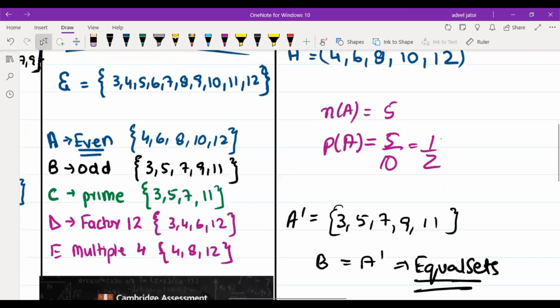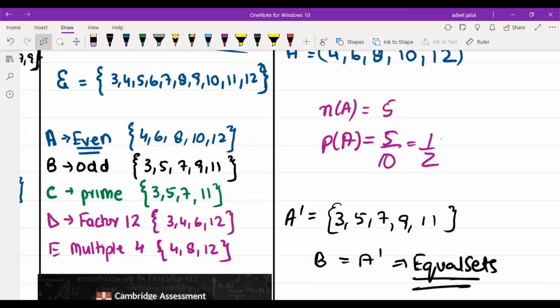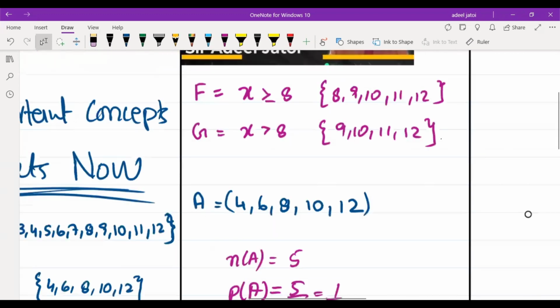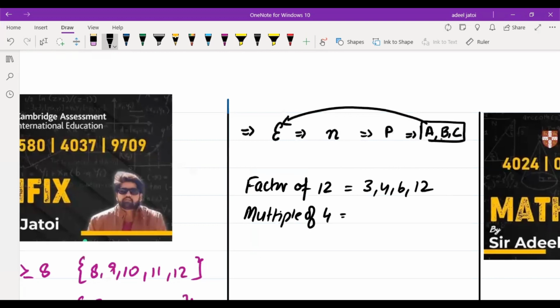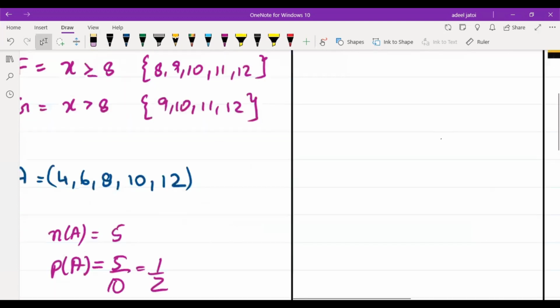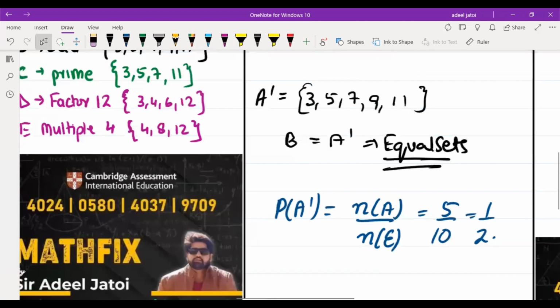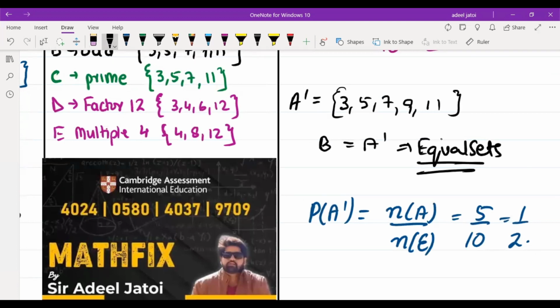Let's say the factors of 12 are 3, 4, 6, and 12, and the multiples of 4 are 4, 8, and 12, right? So the factors of 12 we had were 3, 4, 6, and 12. Then we had the multiples of 4, which were 4, 8, and 12. So these were the normal questions: factors 3, 4, 6, 12, and 4, 8, and 12.